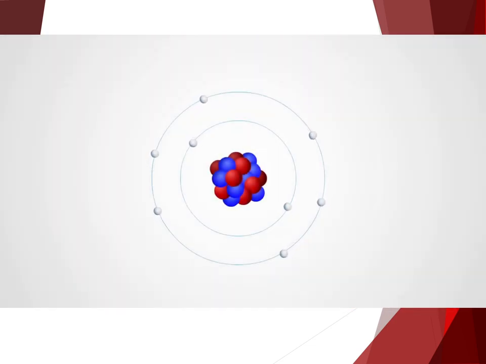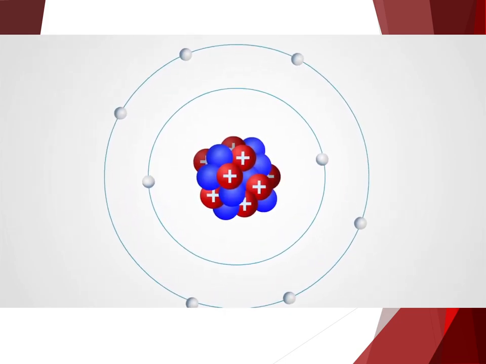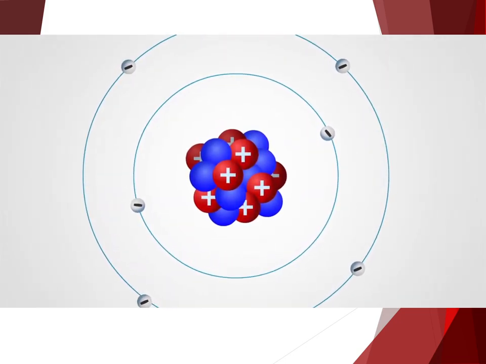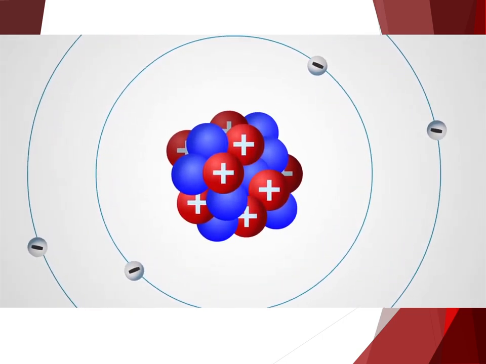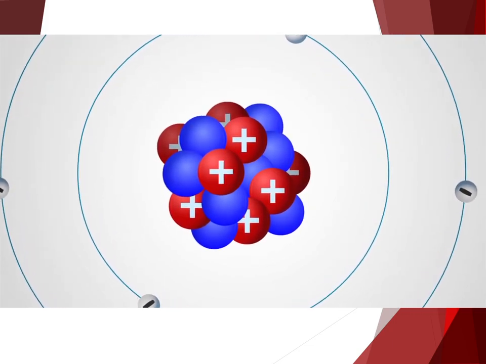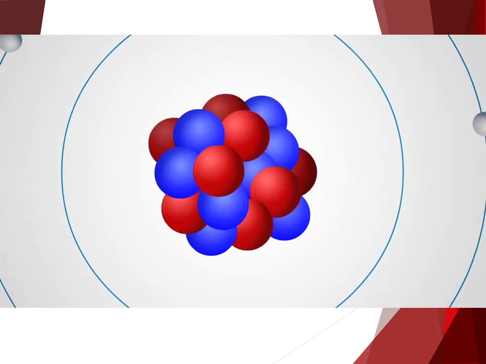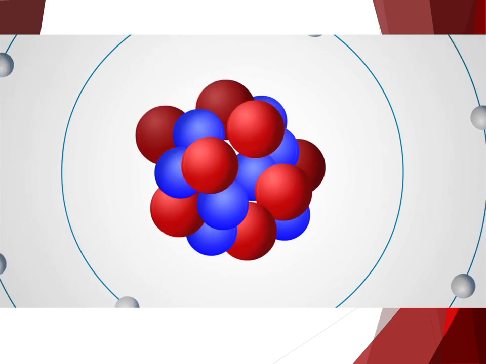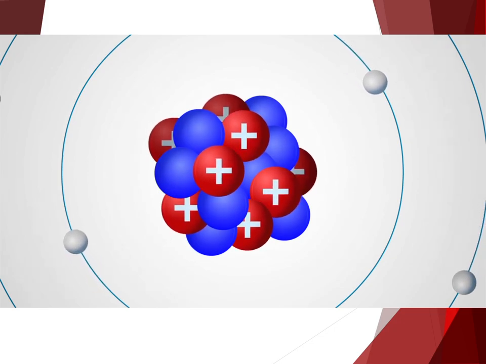All atoms share the same basic structure. At the center, there's a dense nucleus with a positive charge. A cloud of negatively charged electrons orbit around the nucleus. The nucleus accounts for around 99.9% of the atom's total mass. The nucleus is composed of two types of nucleons, protons and neutrons. Protons have a positive charge, while neutrons have no charge.